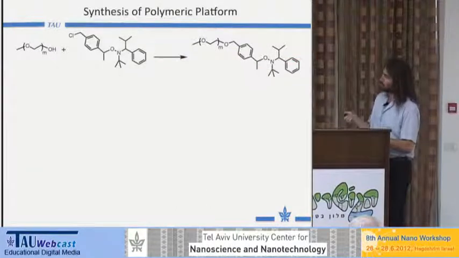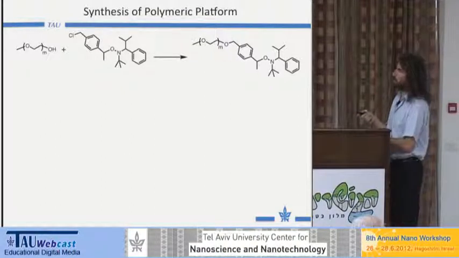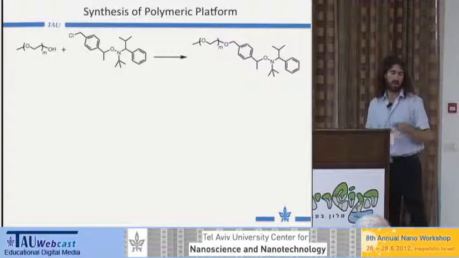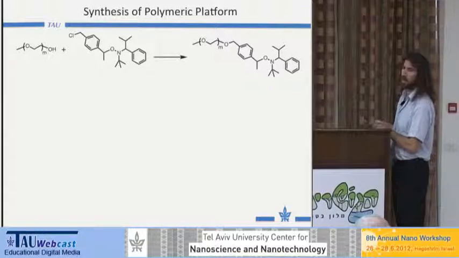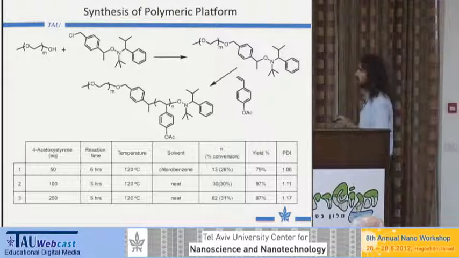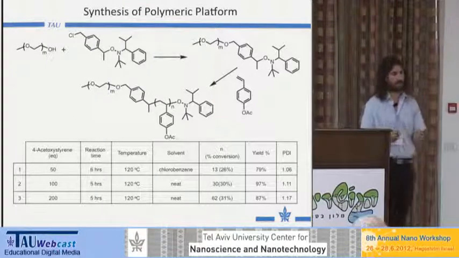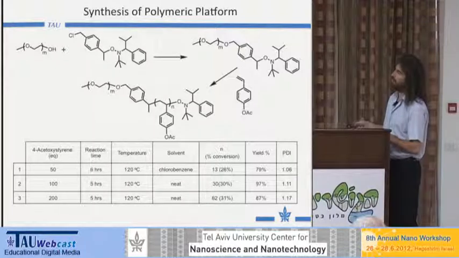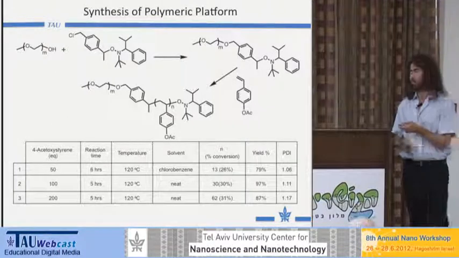To synthesize this, we start from a commercially available PEG and react it with this benzyl chloride derivative of a hydroxyl-mediated polymerization initiator, an NMP initiator, and we create what we call a macroinitiator. We then polymerize off it 4-acetoxystyrene, the protected version of 4-hydroxystyrene. And you can see that by varying the feed ratio of the monomer, we can get block copolymers with a different degree of polymerization of the hydrophobic block, and we manage to maintain very low polydispersities.